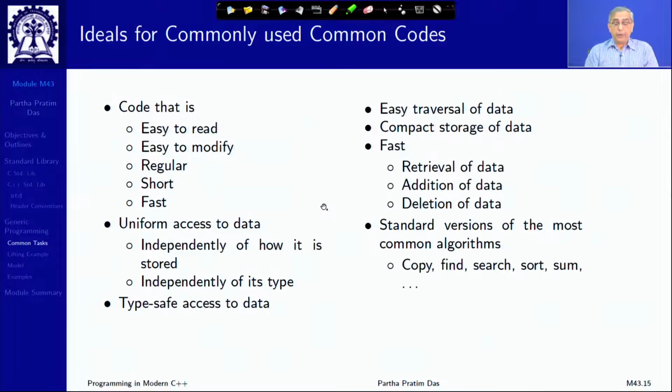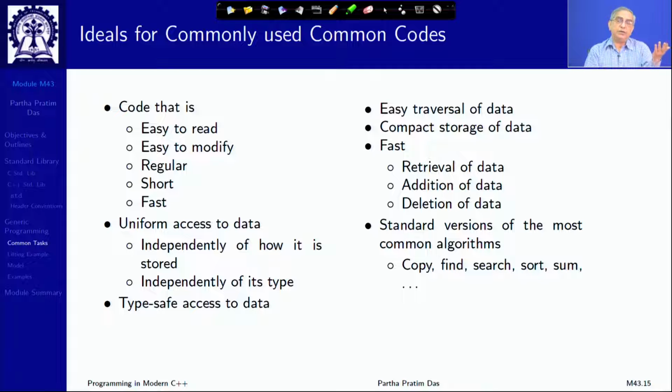So, generic programming tries to find common code with certain characteristics. What should they be? The desirable characteristics, the ideals, we say, are that the code should be easy to read, easy to modify, more or less regular, short, fast, and so on. The access to the data should be uniform, independent of how it is stored. I am working with a stack, I should not be bothered about whether the elements are stored in an array or in a linked list. It should be independent of that.